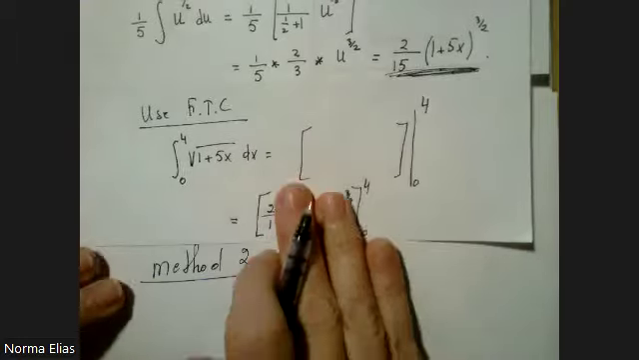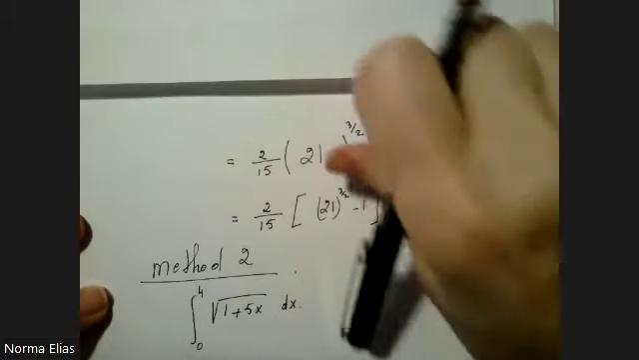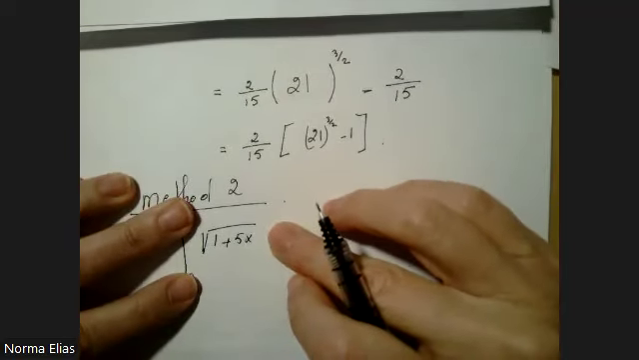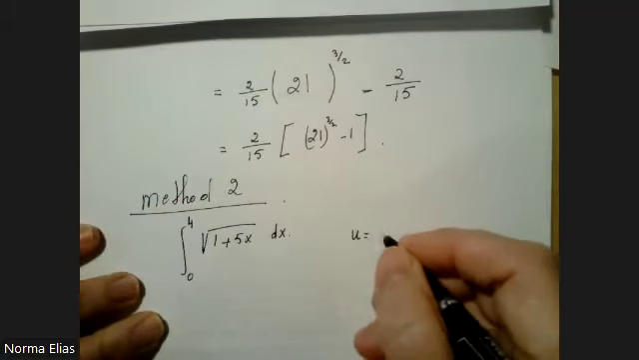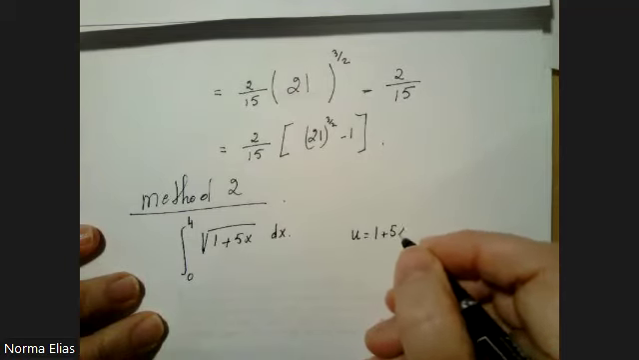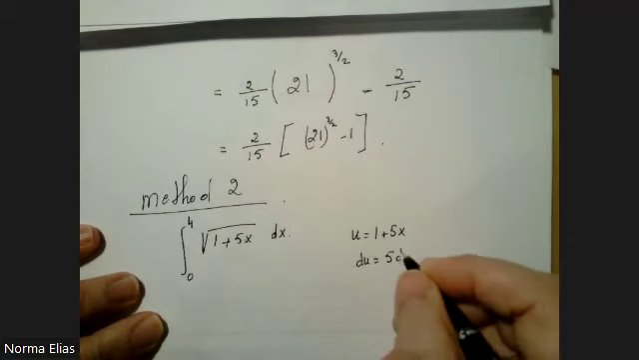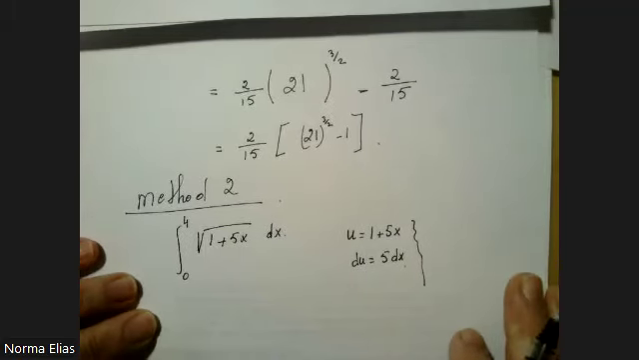So let us do the second method. So we have here the integral from 0 to 4 of the square root of 1 plus 5x dx. The bottom line is we have to find the antiderivative. I mean, that's really what it is. So to find the antiderivative, there is one approach for this problem, which is the substitution. So we're going to do the substitution, u equal 1 plus 5x. And then the du, it's the same thing as before, 5 dx. Everything verbatim.